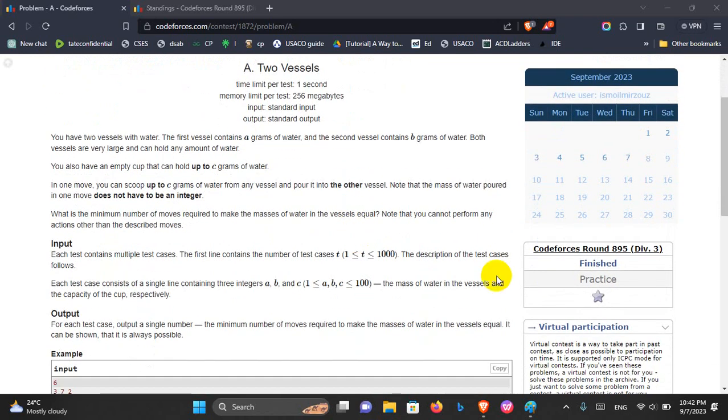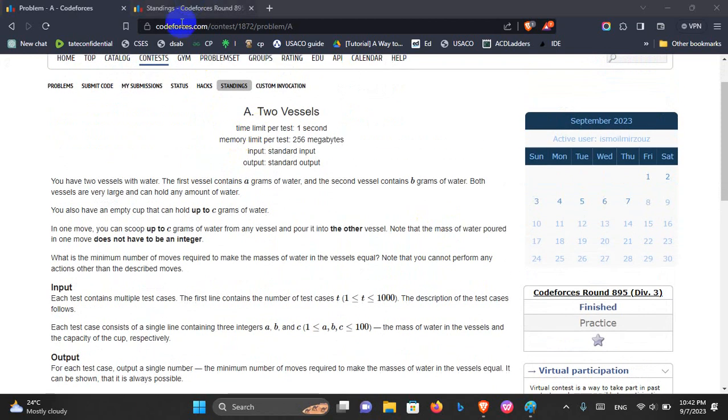Today I want to explain problems of Codeforces Round 895 Div 3. I want to explain problems A, B, C, and D.